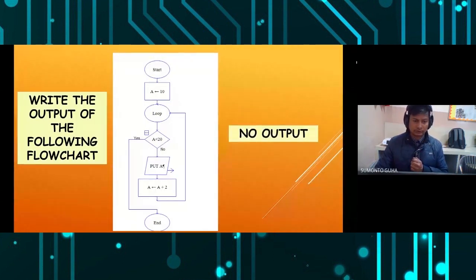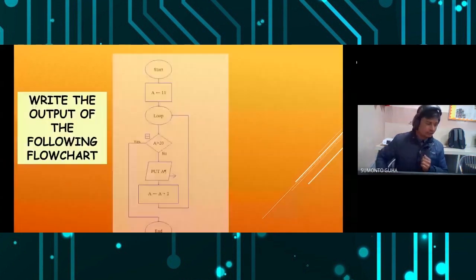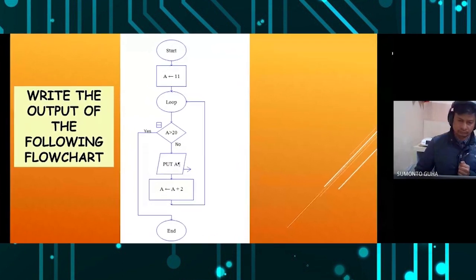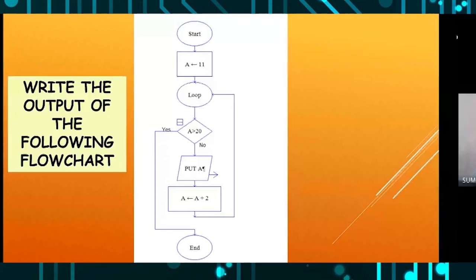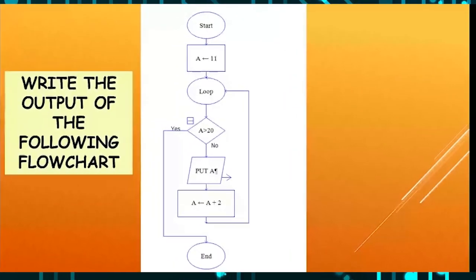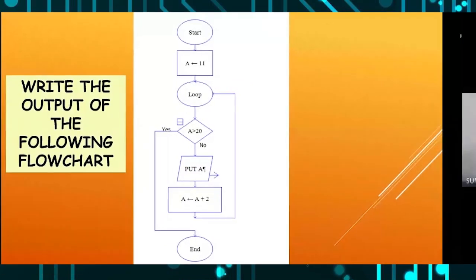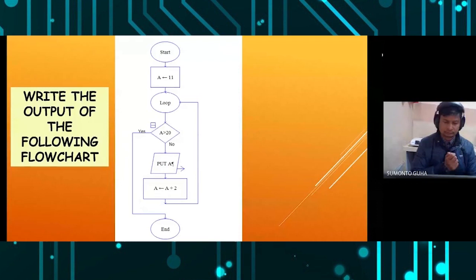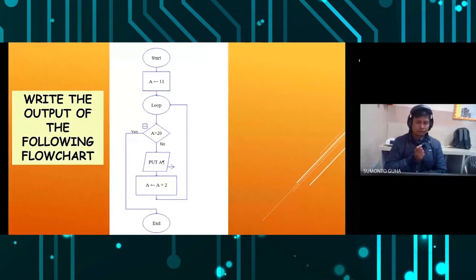Now let's see the output of the following flowchart. Here, now the symbol has been changed. So yes, now you can see the flowchart and you can give the answer. Yes, so you all can write the answer now.